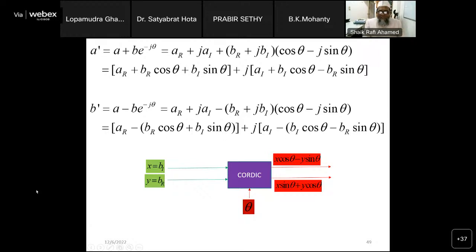Now, interestingly, we can have a single CORDIC to implement a single butterfly. What will this CORDIC give? As I have discussed earlier, if I give theta as the input and x, y as the main inputs, the output will be x cos theta minus y sin theta, and this output will be x sin theta plus y cos theta. Now to implement this A dash, I will make x equal to bi, y equal to br. So what will this value be? X is bi, so bi cos theta will be generated here, and y is br, so minus br sin theta. This sum term will be generated here.